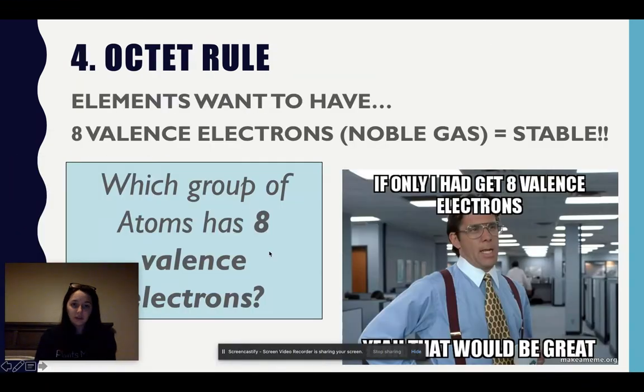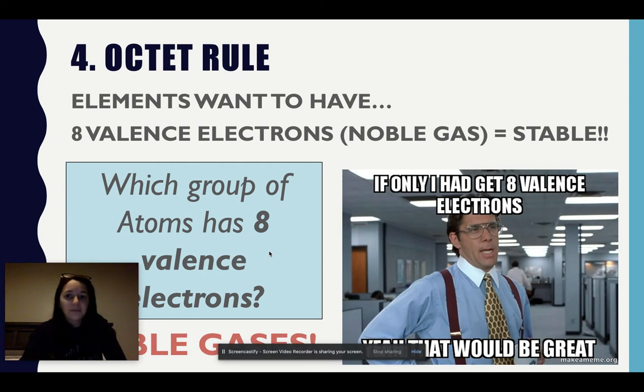Now, the next thing we have to talk about is the octet rule. So elements, when they are not just hanging out, they want to have what we call 8 valence electrons. The reason they want to have these 8 valence electrons, which is considered our noble gas, because noble gases have 8 naturally, is that it means that they're stable, because they don't have to worry about giving up or taking electrons to reach this. So they can just say, we're stable, we don't have to worry about anything. So my question is which group of atoms has 8 valence electrons? The answer is noble gases, so they naturally have it.